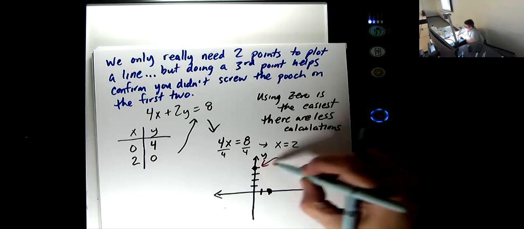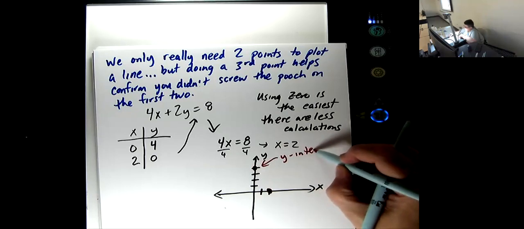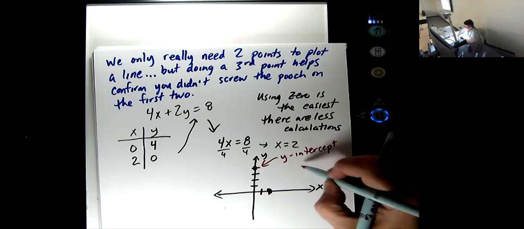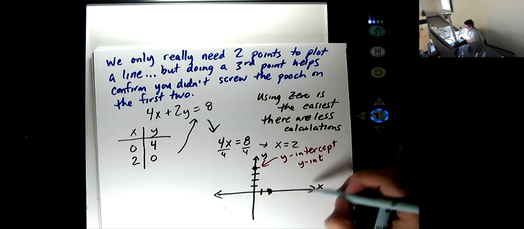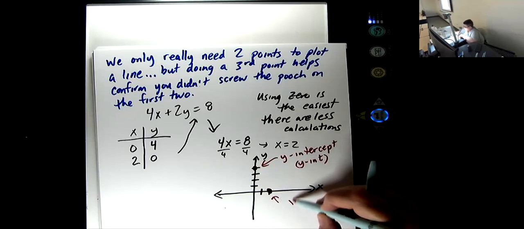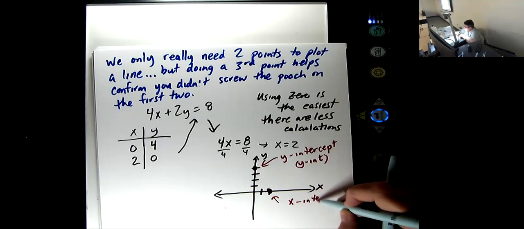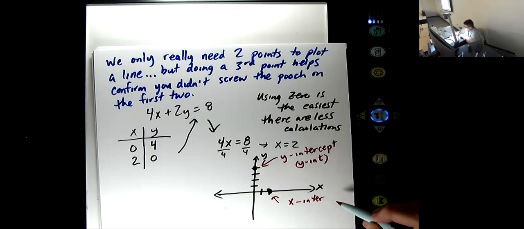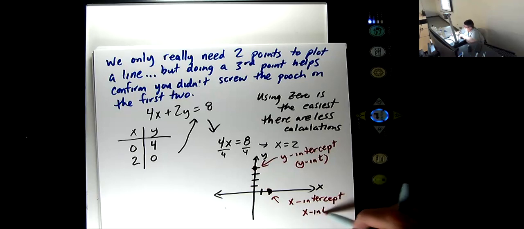This is called the y-intercept, and I usually call it y-int. That one is the x-intercept, or x-int.